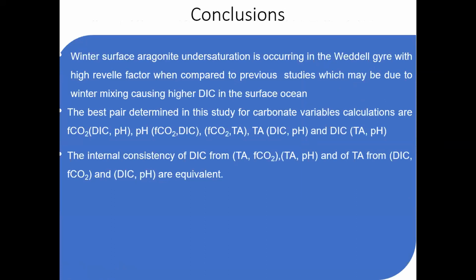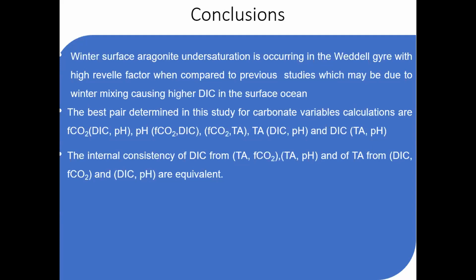And also the best pair determined in this study for the carbonate variables calculations are as given. For FCO2, the best pair is the pair of DIC and pH. Then for pH, the best pair is the pair of FCO2 and DIC, or FCO2 and total alkalinity. Then for total alkalinity, the best pair from our determination here is the pair of DIC and pH. And for DIC, it's the pair of total alkalinity and pH.